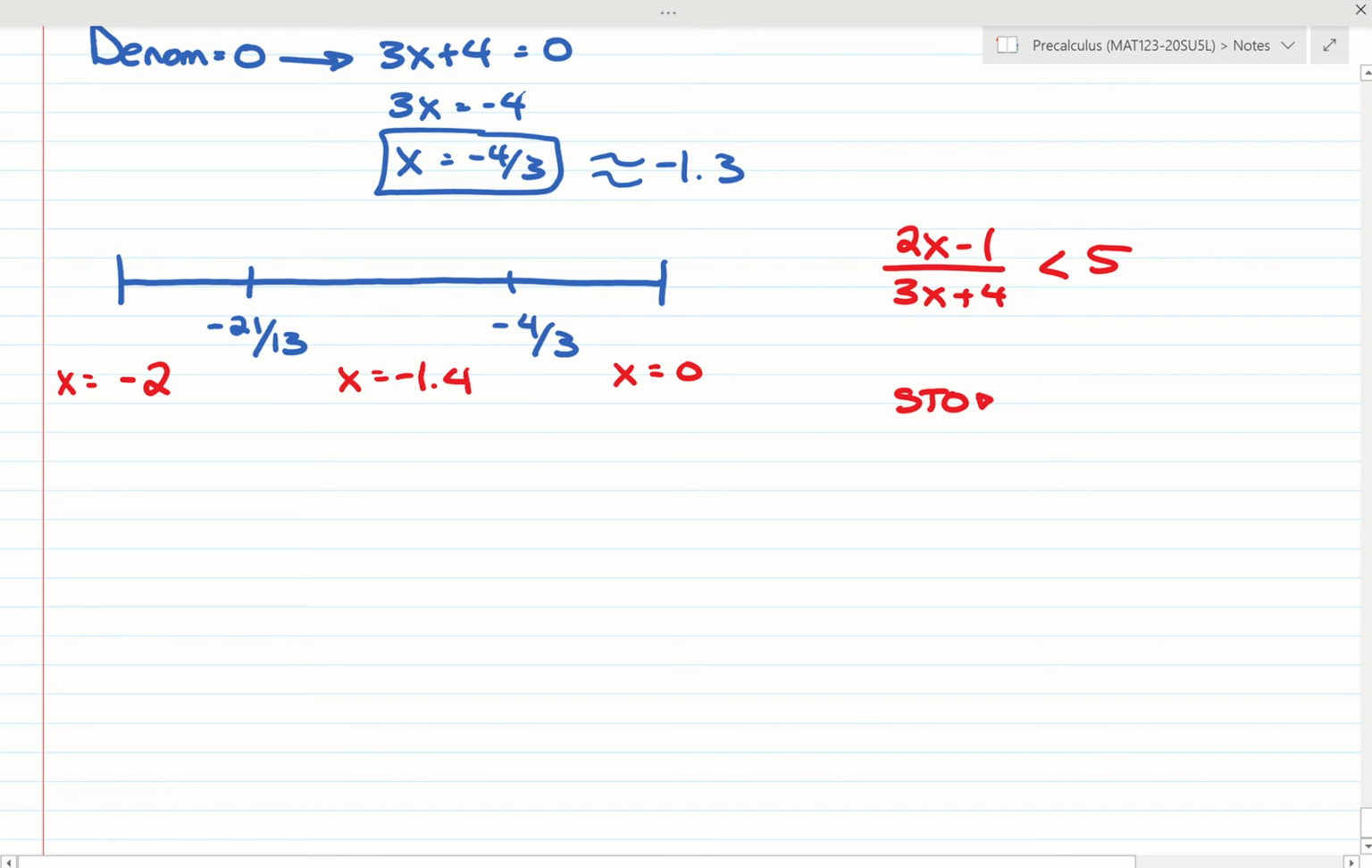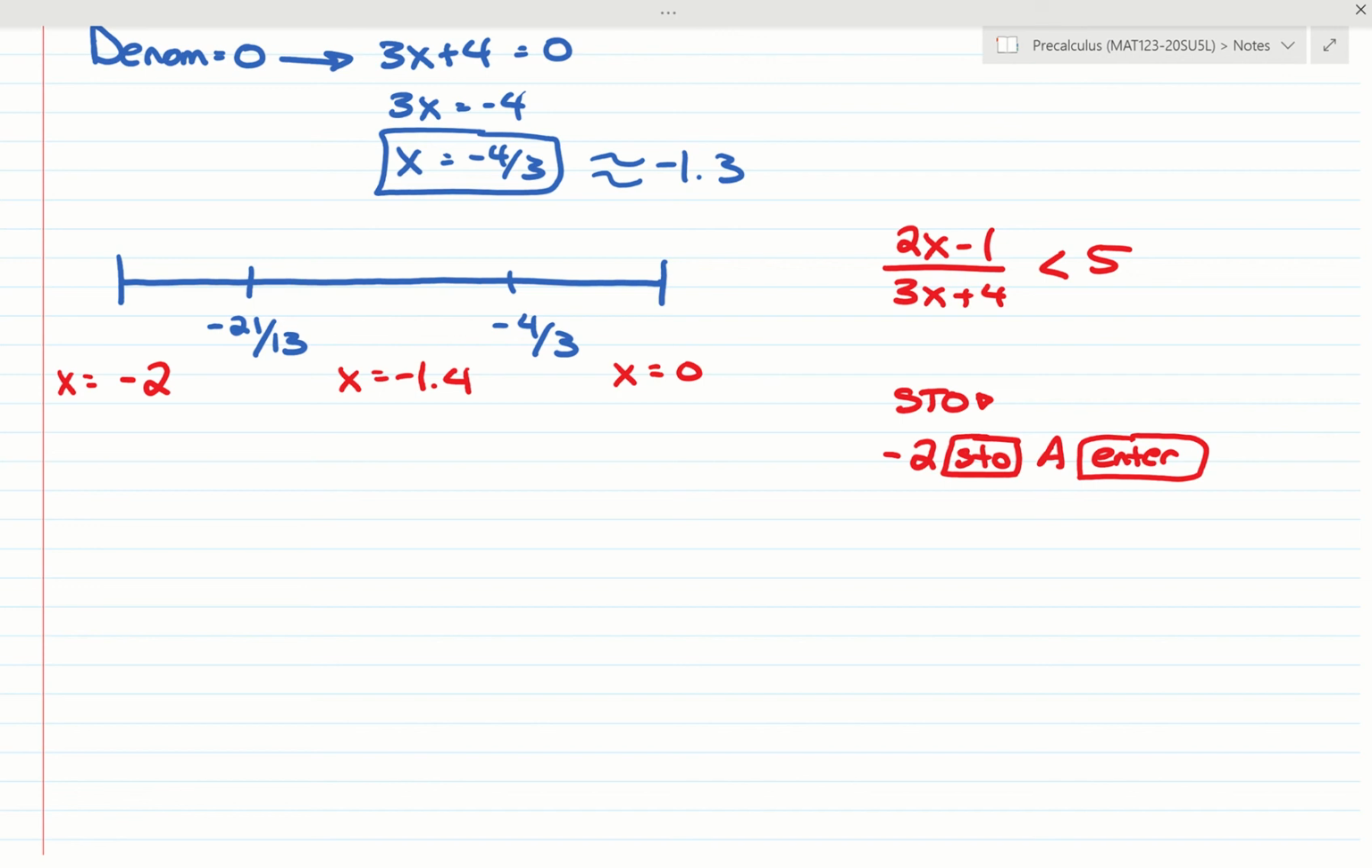That means the calculator is going to remember a number. It's almost like programming. If you want to store a number, like we want to start off with negative 2, I'm going to type negative 2, hit the store button, go to A and hit enter. What this is telling your calculator is that every time you push A, it's going to plug in negative 2. My calculator says, all right, ready to go.